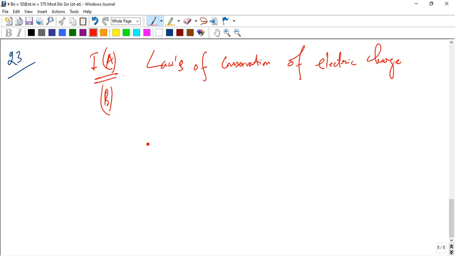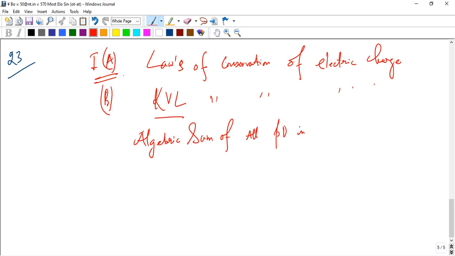One part B, so KVL obeys the conservation of electric charge. That's very important. The algebraic sum means here KVL says that the algebraic sum of all potential drops in a closed loop will be 0. That's the KVL explanation.